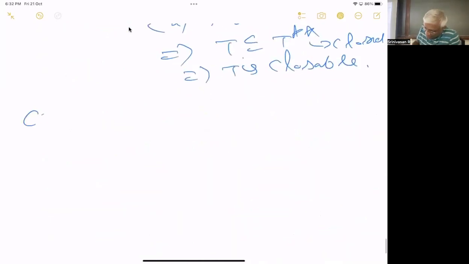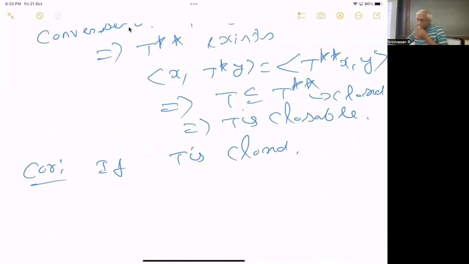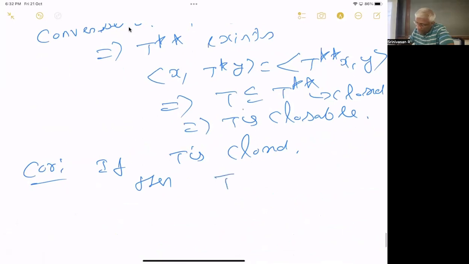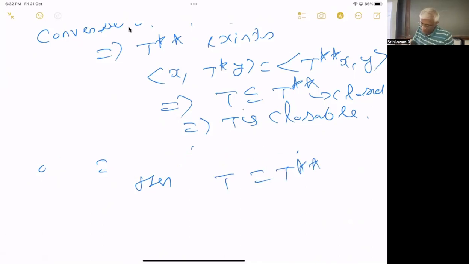So let us just write the corollary and stop. If T is a closed operator, in fact, this says that T star star is the smallest closed extension. If T is closed, then T equals T double star. I want to prove that if T is closable, let's just do that. Sorry. Later, a different thing.